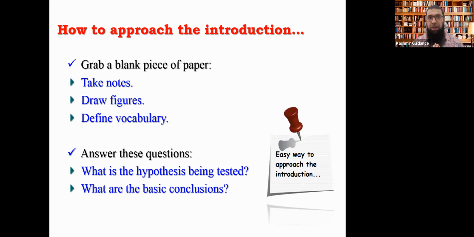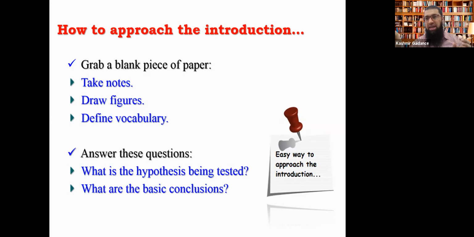Grab a blank piece of paper and take notes. It's not only that you will just read the paper and that's it. No, for every line there may be some points you need to note down. You can draw figures sometimes. Some people I have seen prefer not to write notes, but to make figures from their own imagination, their own mind figures, mind maps we call them.